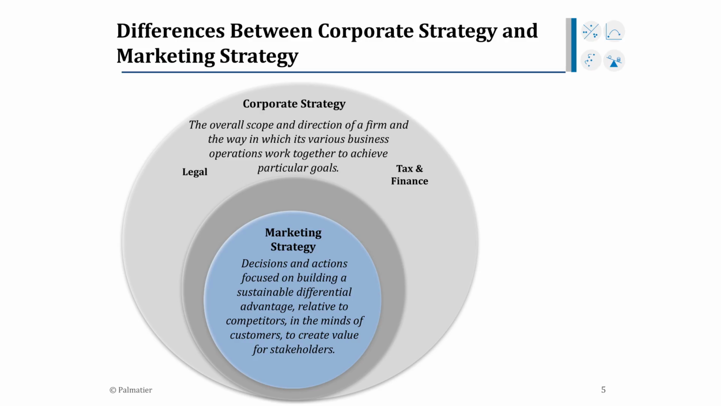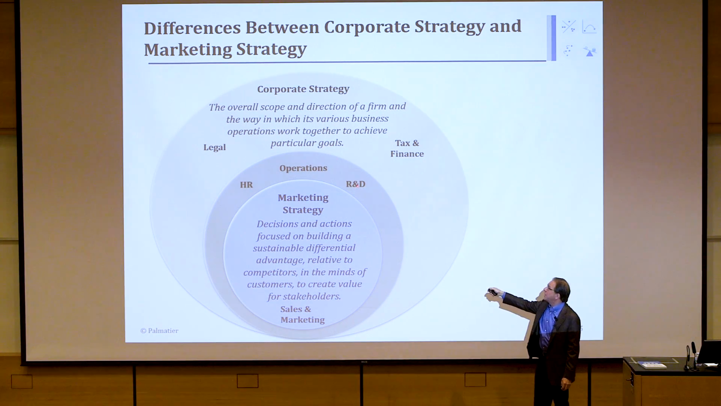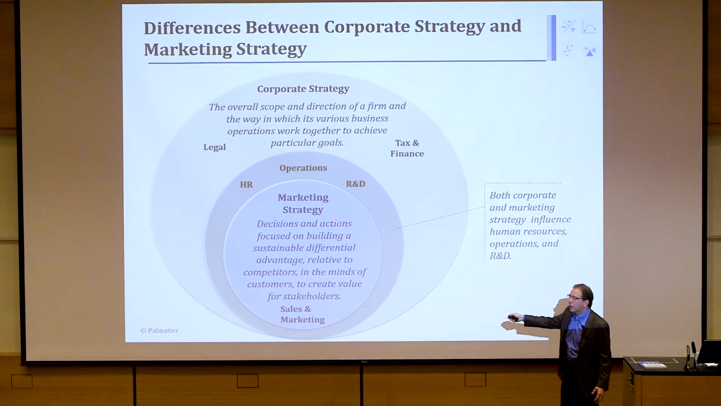If we go to marketing strategy, here's our definition we just decided. That's getting right down to the customer's mind, being customer-centric. And obviously the sales and marketing organization is very much focused on marketing strategy. But there are other groups, HR, operations, and R&D, for example, that actually work for both. HR is both a part of corporate strategy, but it also is important for marketing strategy.